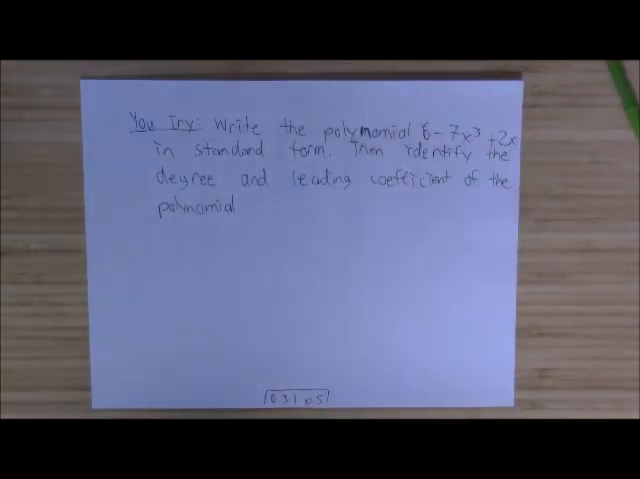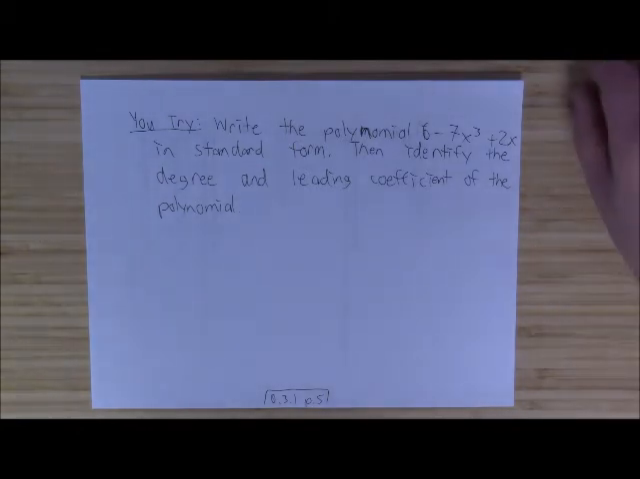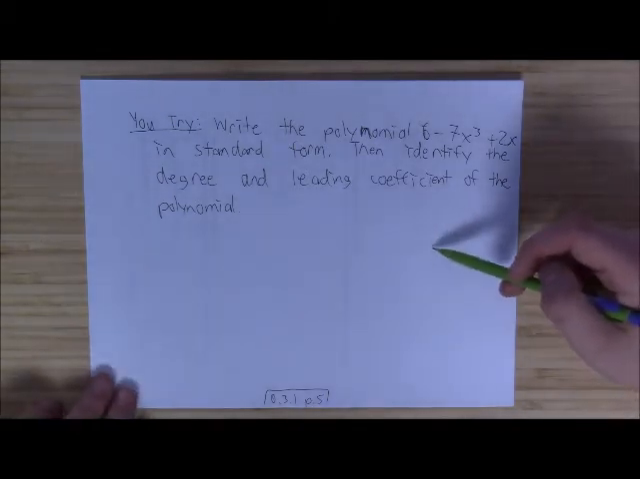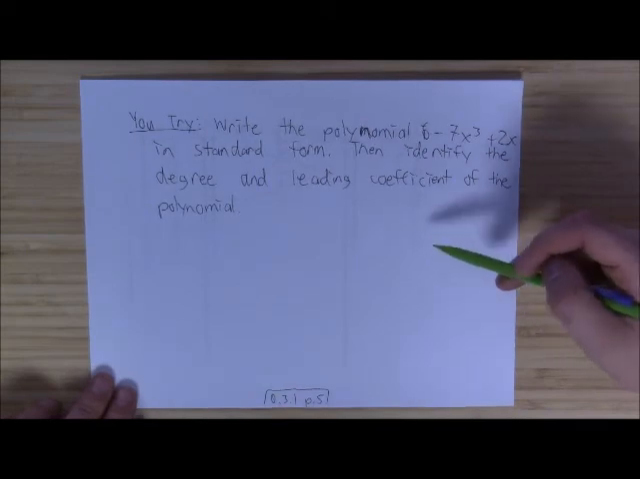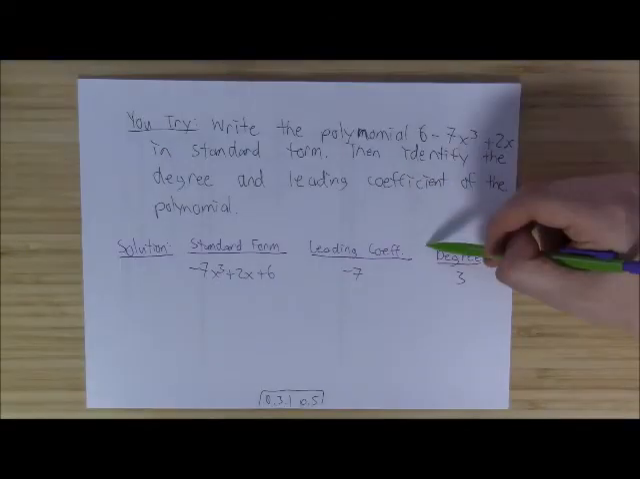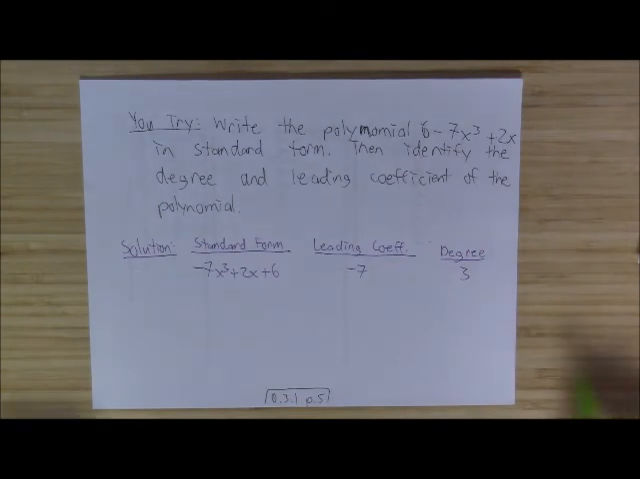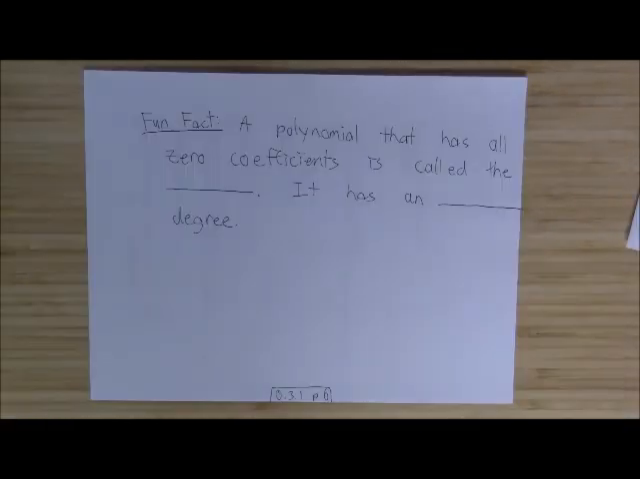Now it is time for you to try an example. So go ahead and write the polynomial 6 minus 7x cubed plus 2x in standard form, and then use that to identify the degree and leading coefficient. So again, I'm going to reveal the answer on the count of 3. 1, 2, 3. So now you can go and check yourself.